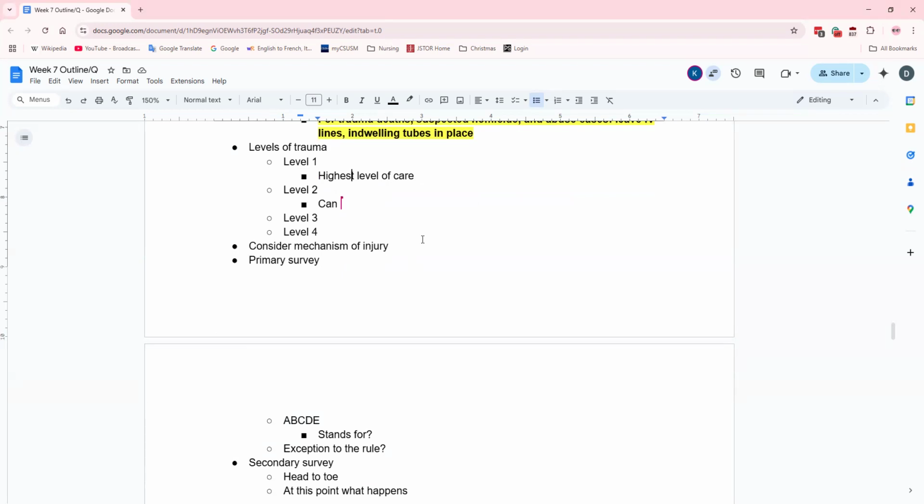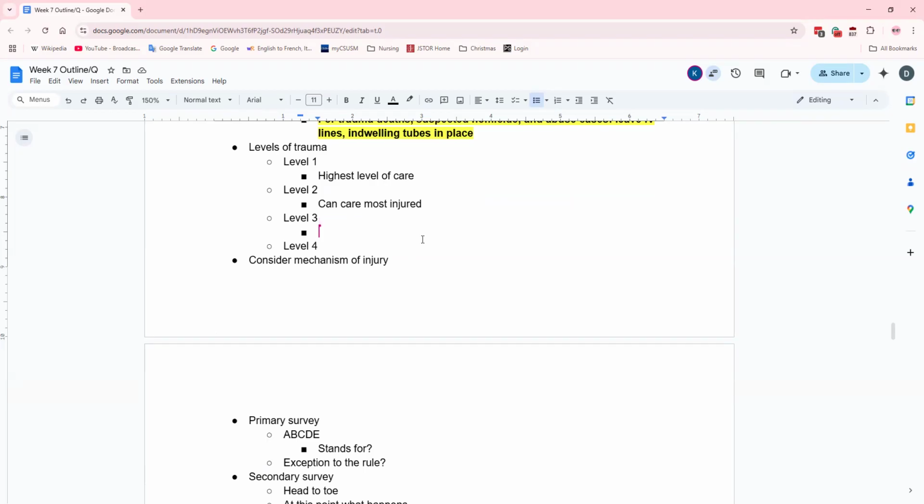Level 2 is you can care for most injured. Your level 3, not so much. You have some stabilization and then you're transferring out, and then your level 4 is very, very basic ACLS, and then you transfer somewhere else.